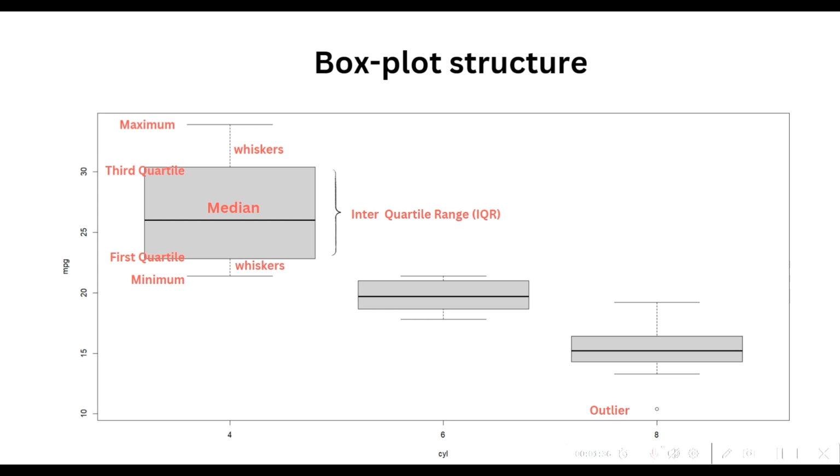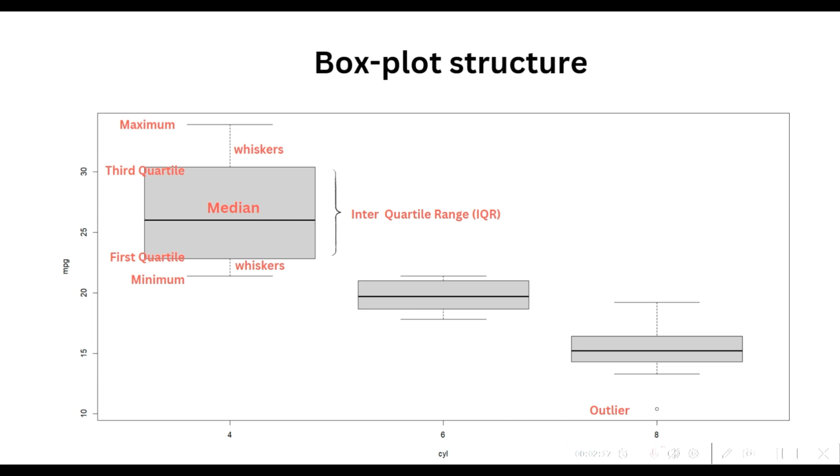The whiskers of a box and whisker plot are the lines outside the gray box. These lines end at the minimum and maximum values of the dataset, excluding outliers. The outliers in the data are shown as points in the plot. Outliers are the points that are more than 1.5 times IQR below the first quartile or above the third quartile.